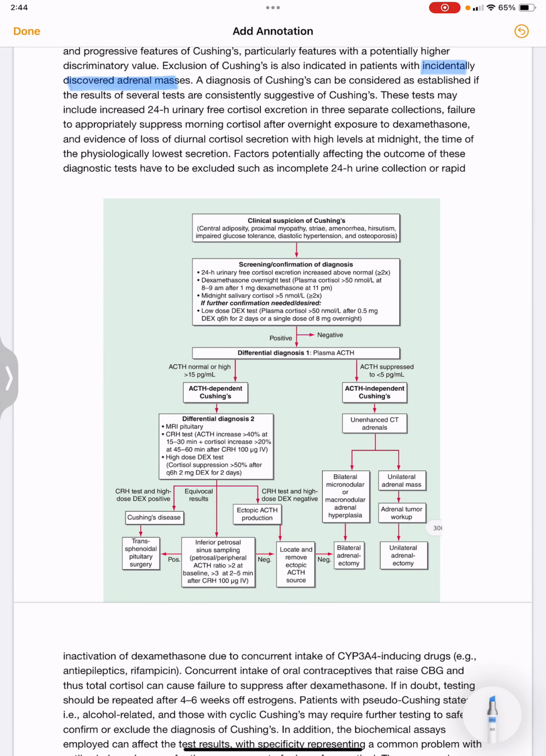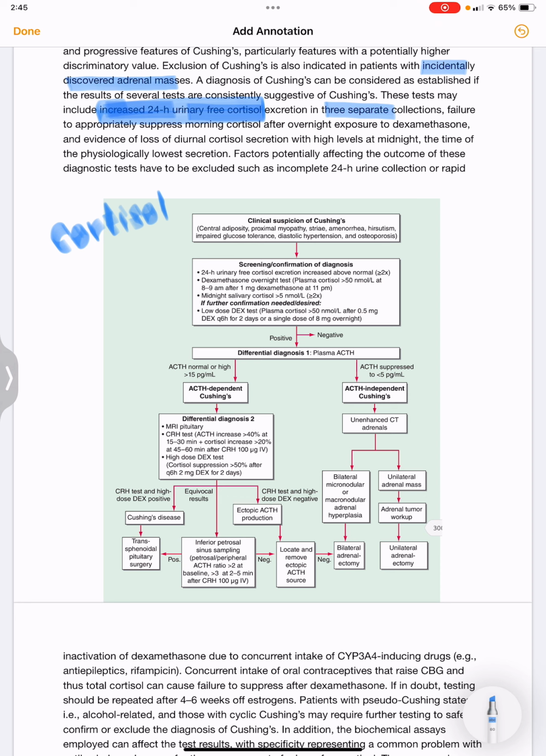So what are the different tests which lead to a diagnosis of Cushing's syndrome? These tests include increased 24-hour urinary free cortisol. Because more cortisol is there, this cortisol is excreted in the urine, so this leads to increased 24-hour urinary free cortisol excretion. This should be on 3 separate collections.